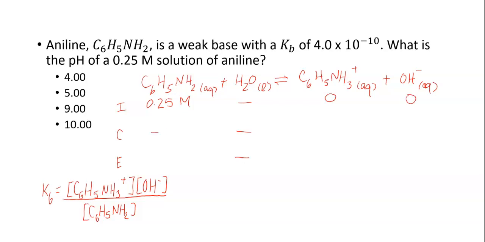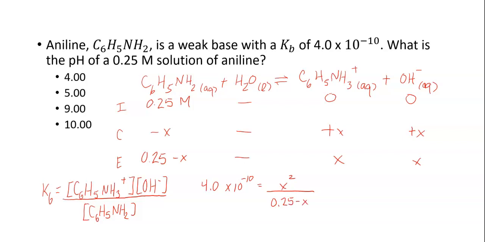And then this is going to be minus x, plus x, plus x: 0.25 minus x, x, x. Now, if we plug stuff in, Kb, which is 4.0 times 10 to the negative 10th, is equal to x times x, so x squared on top, over 0.25 minus x.